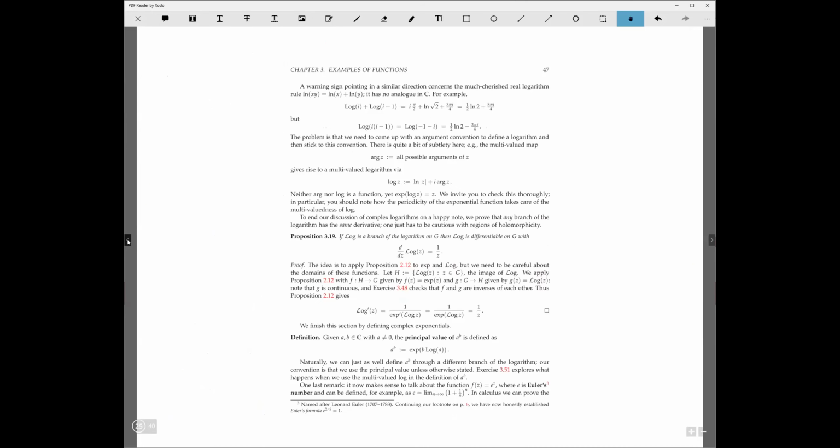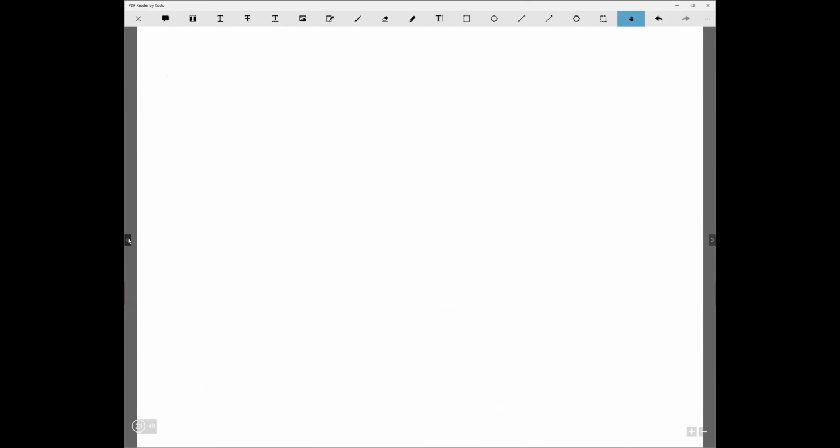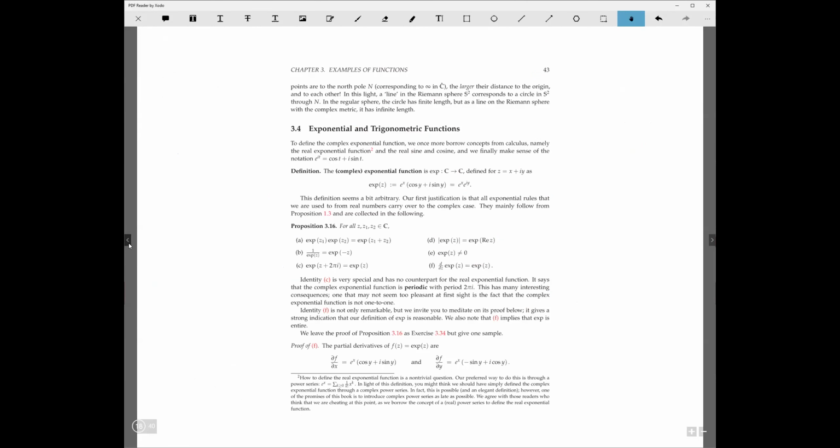We defined here, let me look it up. Okay, the exponential function. Okay, so we're defining the exponential function here. And it's an extension of the exponential function for real numbers.